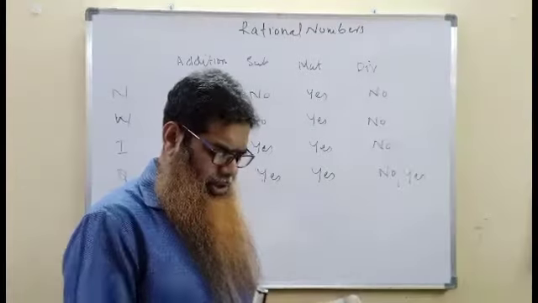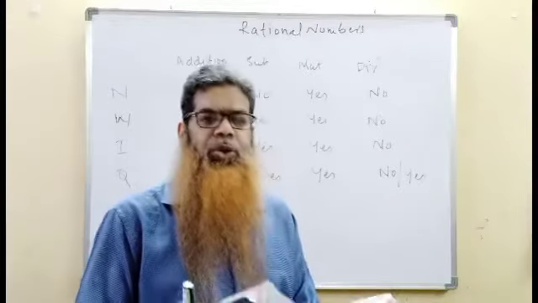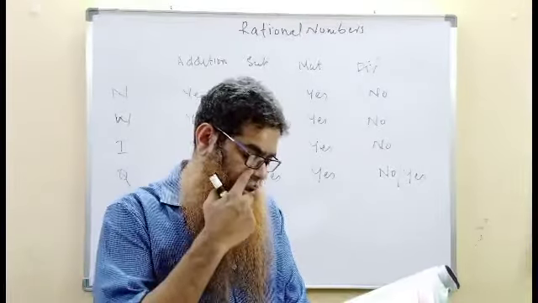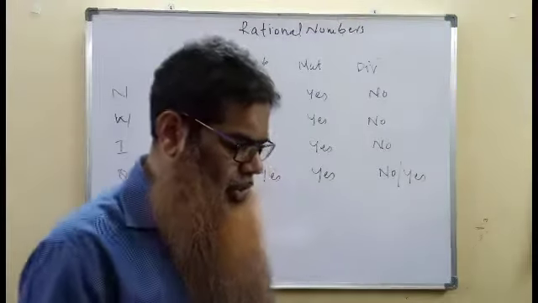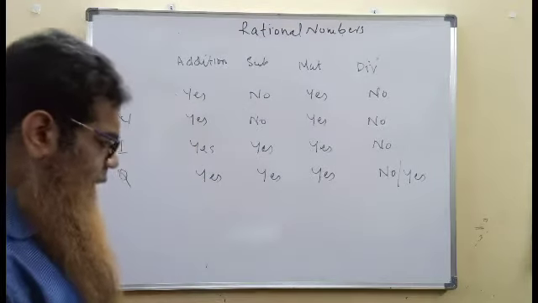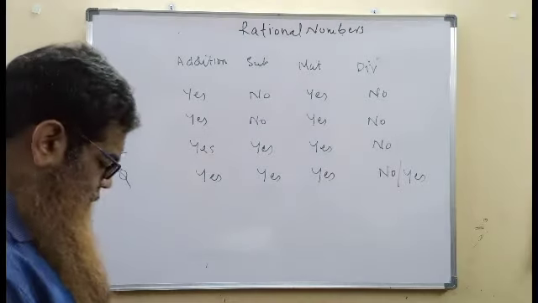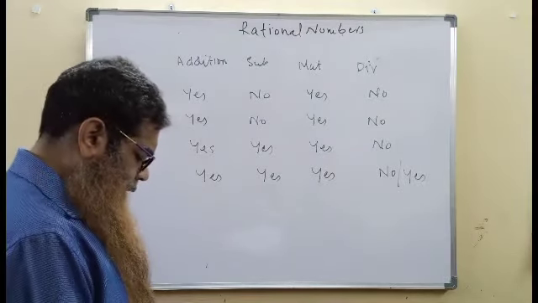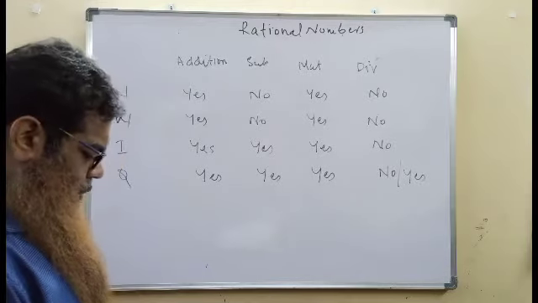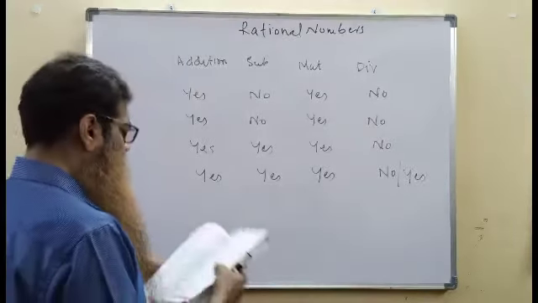Multiplication is commutative in whole numbers, because 3 into 2 is equal to 2 into 3. 3 2s are 6 and 2 3s are also 6. Now coming to division, 4 divided by 2 is equal to 2, whereas 2 divided by 4 is not equal to 2. So division is not commutative under whole numbers.